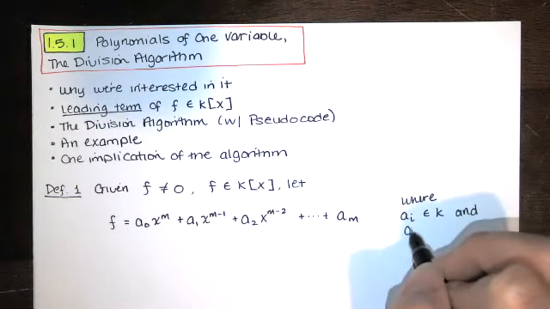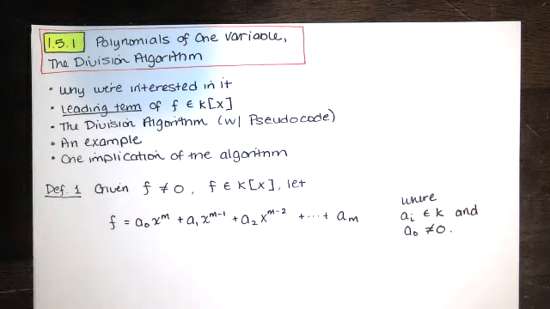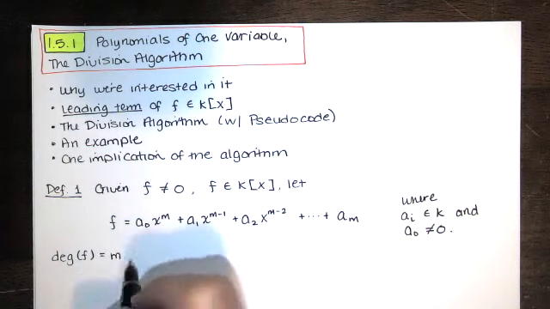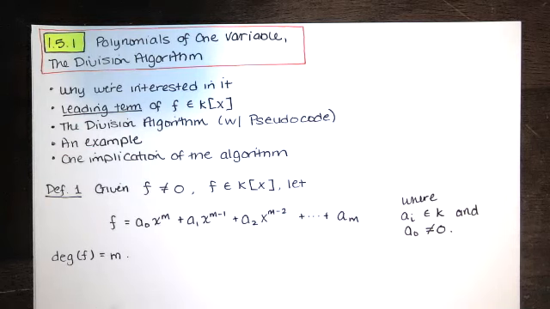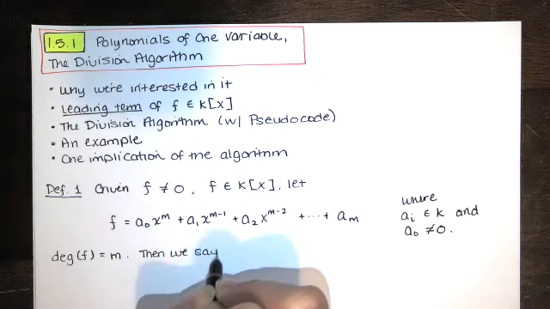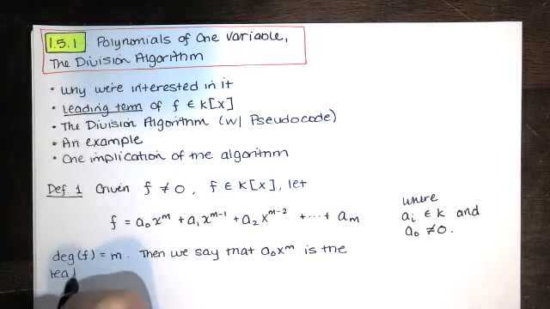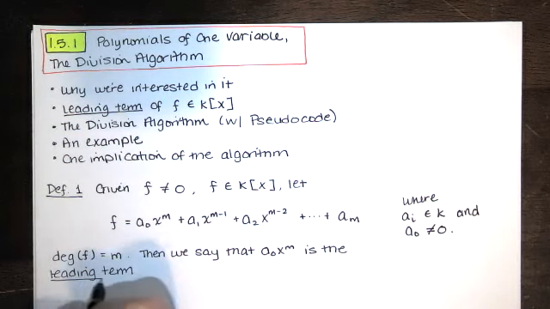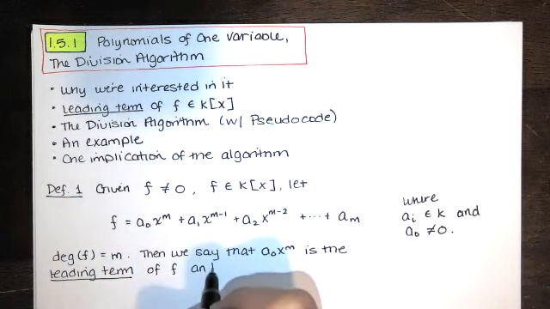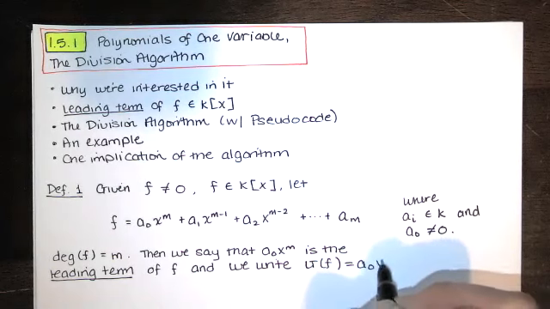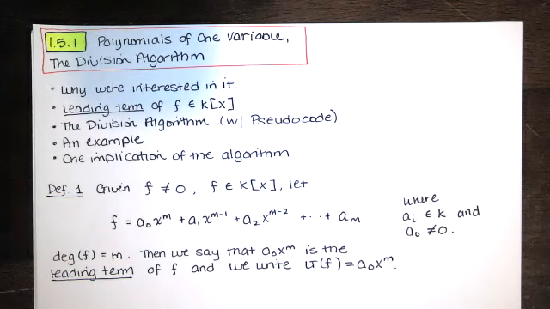And our leading coefficient, a sub 0, is not equal to 0. If a sub 0 is not equal to 0, that means this is the highest degree term on this list. And if this is the highest degree term on that list, that means the degree of f is that exponent. So the degree of f is m. If this is the structure of f, then we're going to say that a sub 0 times x to the m is the leading term of f. And we'll notate that this way. Okay, so that's our definition of a leading term.